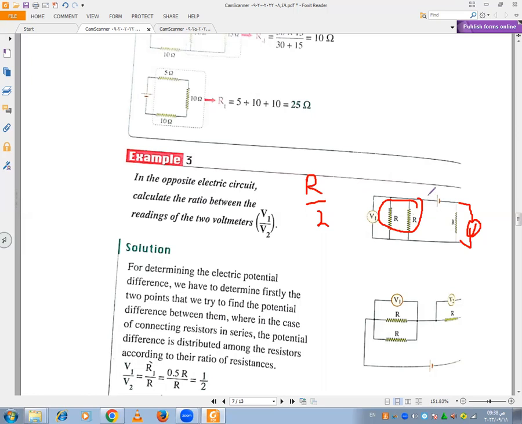The current intensity passing through the two resistances is the same. So the ratio between V1 over V2 equals R1 over R2, or R dash 1 over R dash 2. So R over 2 divided by R equals R over 2 times 1 over R, so the ratio of V1 over V2 equals half.